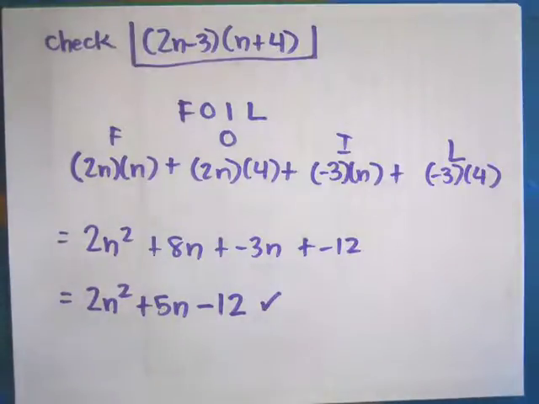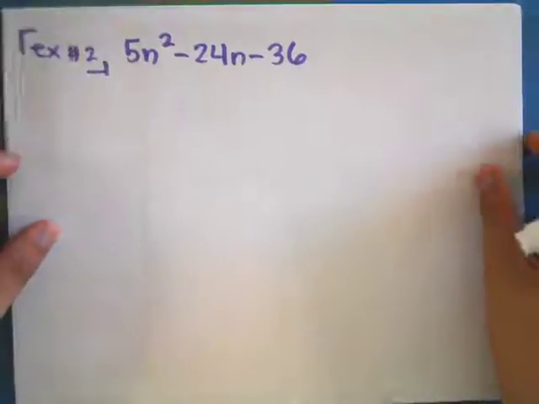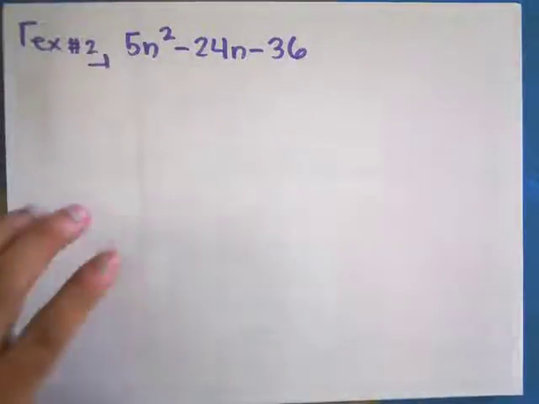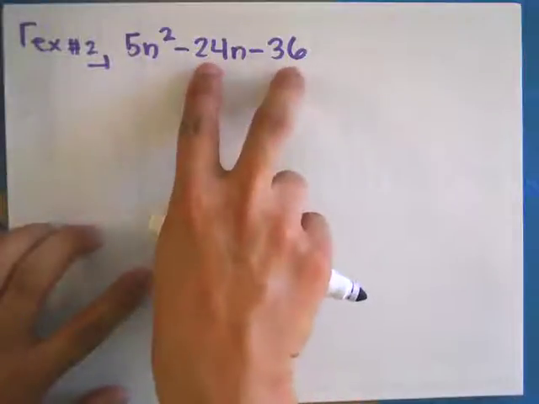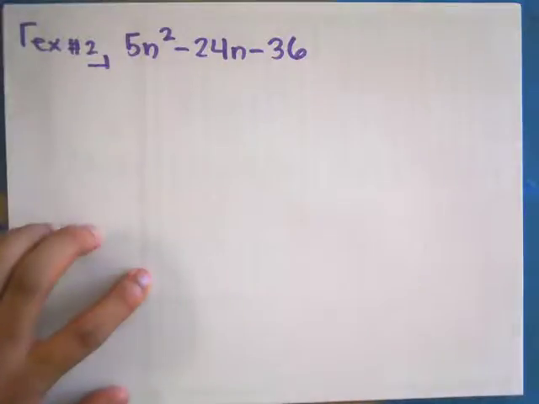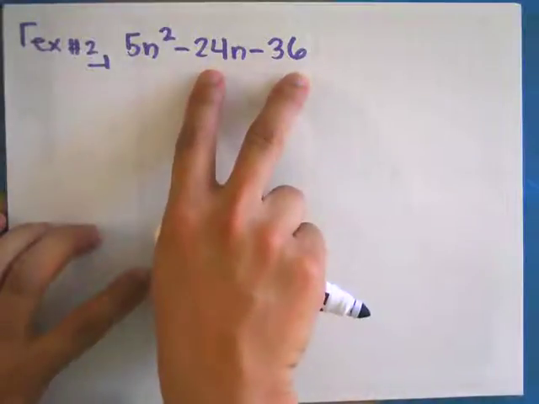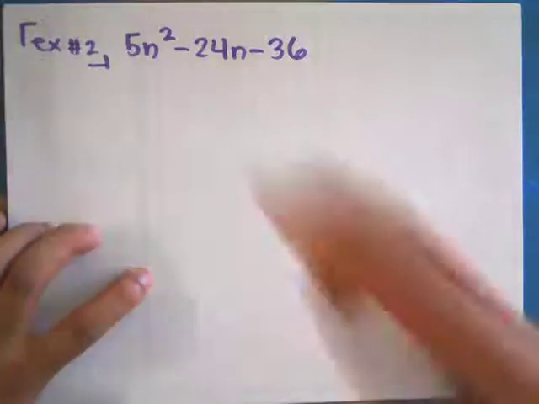Okay, all right, I'm just going to do one more example, and then after that it's going to be for you guys to do 4 more problems if you choose to do so. Okay, can we factor out a 5? No, because -24 and -36 are not multiples of 5. If you're going to divide these 2 by 5 and take it out, you're going to have a decimal.